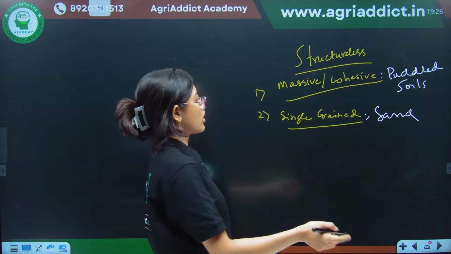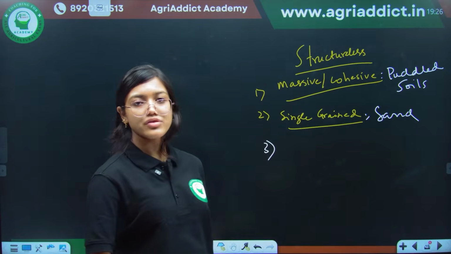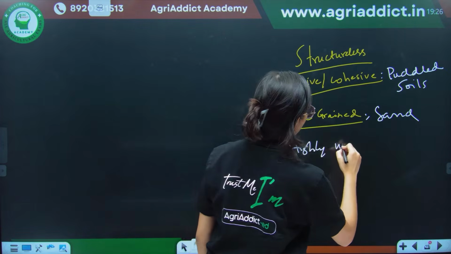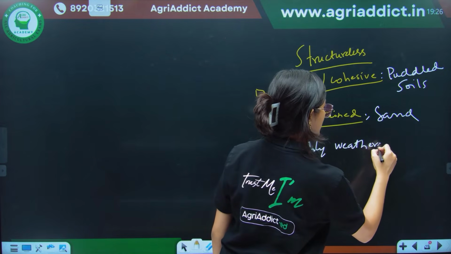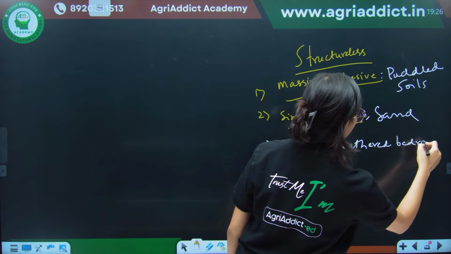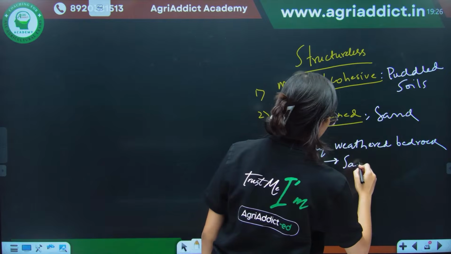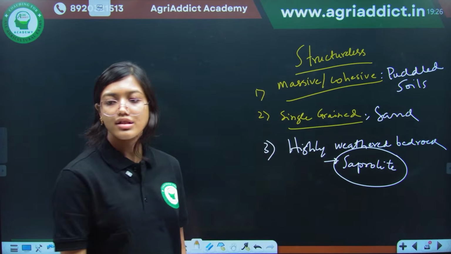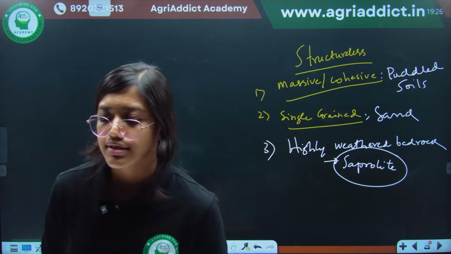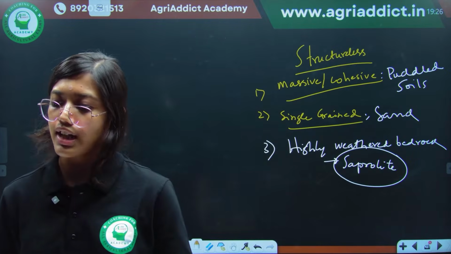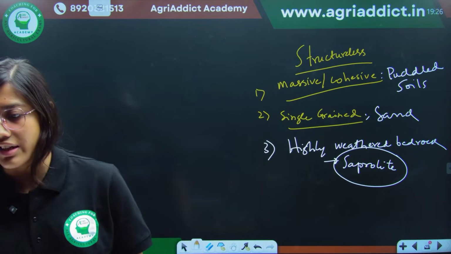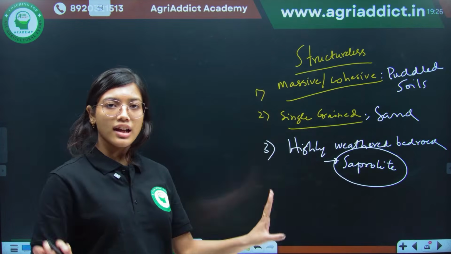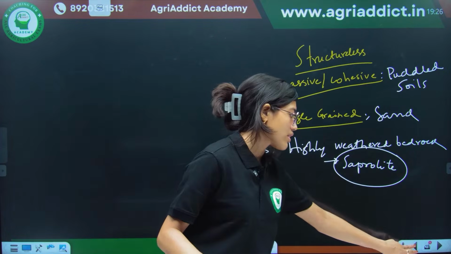In some books, it is also mentioned that there is a third type of structureless soil, which is highly weathered bedrock, that is saprolite. That can also fall under structureless soil. Grade is about distinctness and durability; class is related to size, and type to shape and arrangement, rightly said. So these are the three classes of structureless soil that you can find.